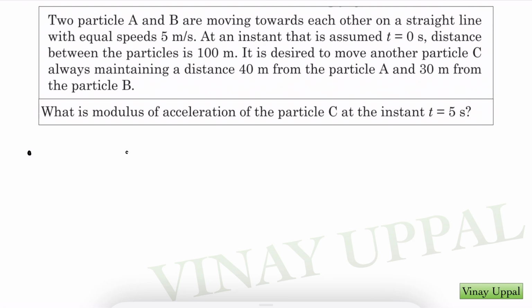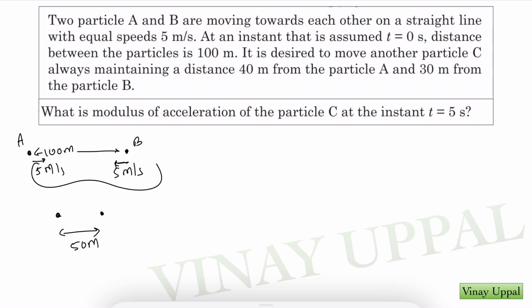So at t equal to 0, they are at 100 meters, particles A and B. And they're traveling at 5 meters per second. So the velocity of approach is 10 meters per second. And at the instant of t equal to 5 seconds, the distance between them would be 50 meters, because the velocity of approach is 10 meters per second and the distance would have decreased by 10 into 5, 50 meters.